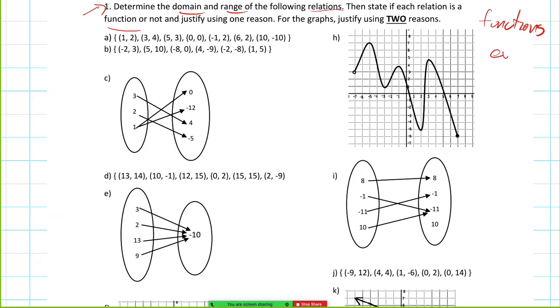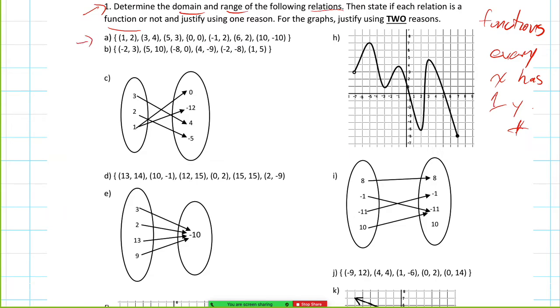every x coordinate has one y coordinate. So every x has one y. If there's more than one y to any x, then we know something's not a function. So we'll keep this rule in mind as we look through some of these things, okay? So we could probably jump through quite a few of these.